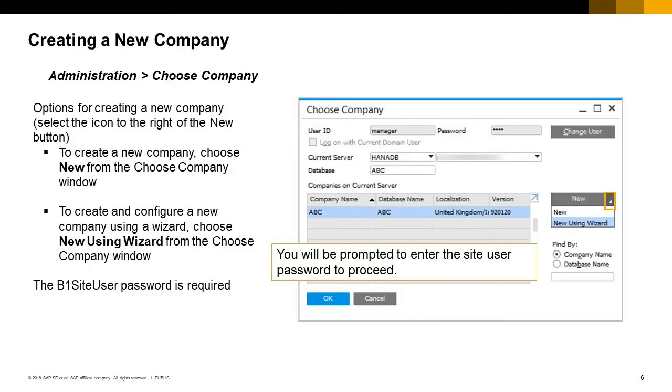To create a new company, choose Administration and choose Company. In the Choose Company window, select the icon to the right of the New button to see the drop-down entries. Choose New to create a new company. After you create the company, you can use the configuration windows under the Administration menu to configure it. Choose New using Wizard to create the company database and configure the company using the wizard. The wizard makes it possible for a partner organization to adopt a uniform approach to configuration with consultants following a recommended sequence for configuration. In both cases, you will be prompted to enter the site user password to proceed.